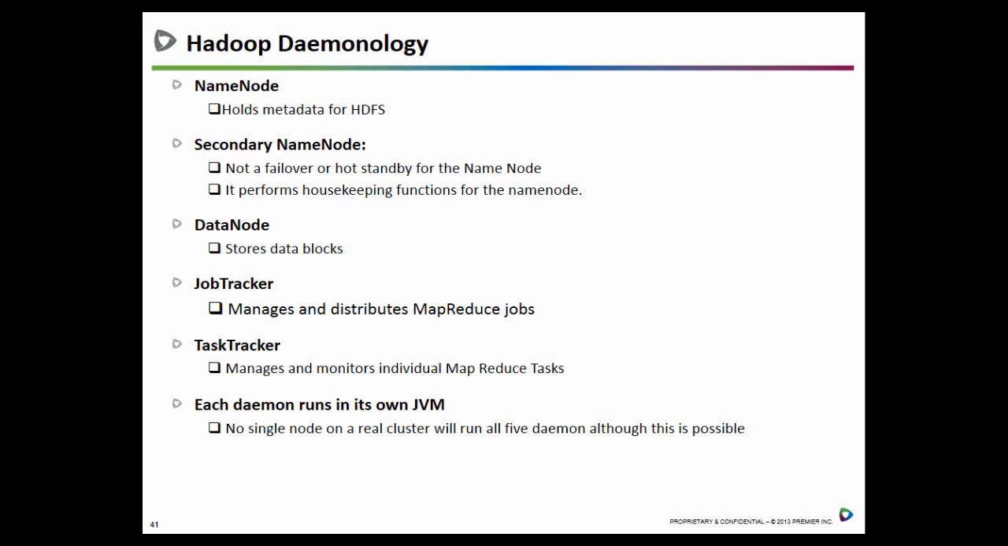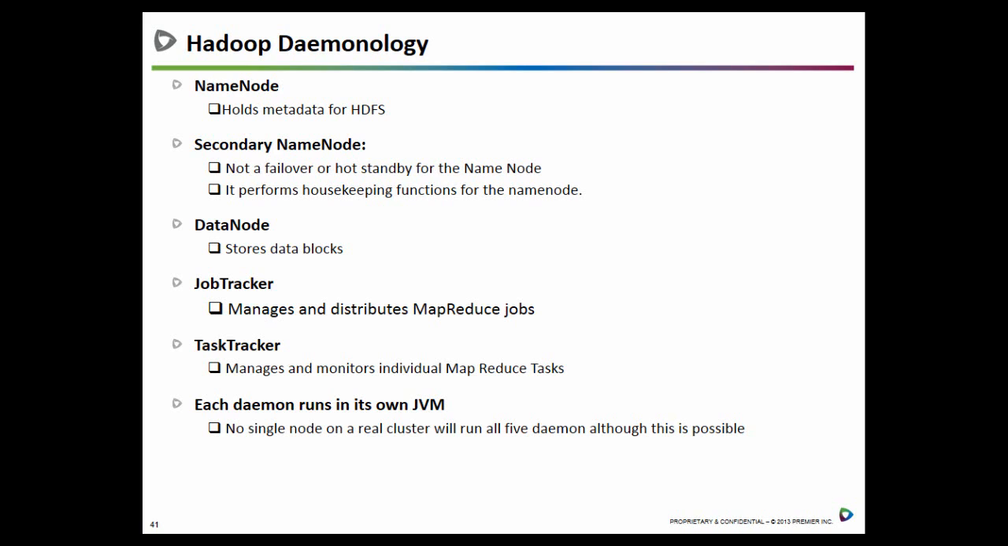Secondary name node is not a failover SMP node or a hot standby node. So there is no failover of the name node in Hadoop. This is an important problem that a lot of Hadoop vendors are trying to solve. This secondary name node is not a failover node. That's the key to remember. It performs some housekeeping items, but it's not a failover node.